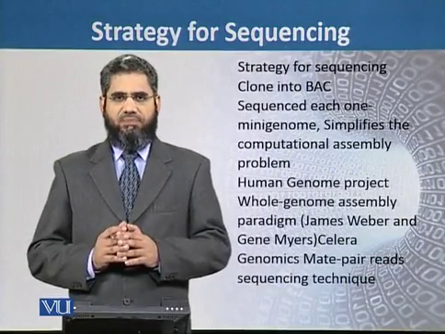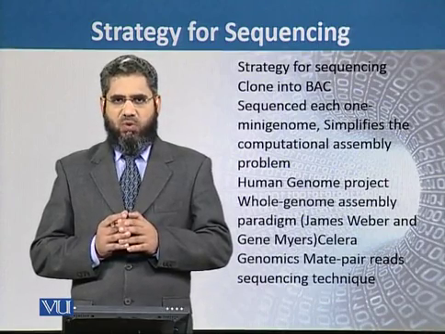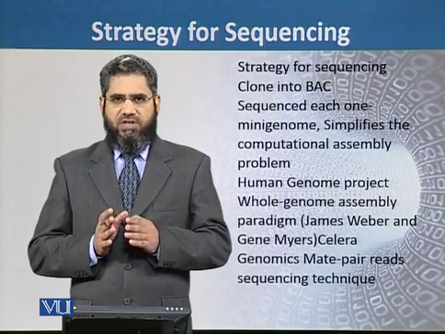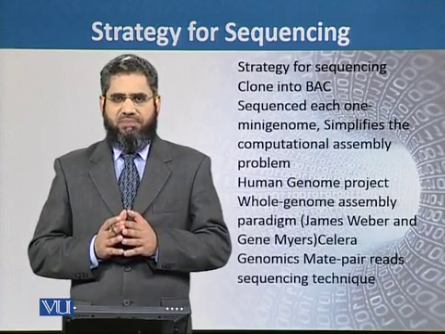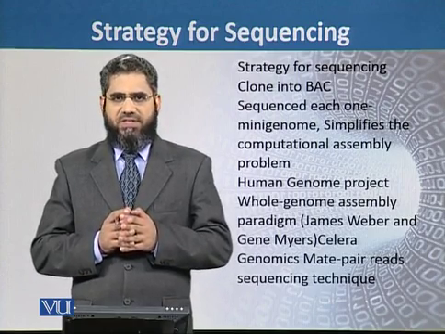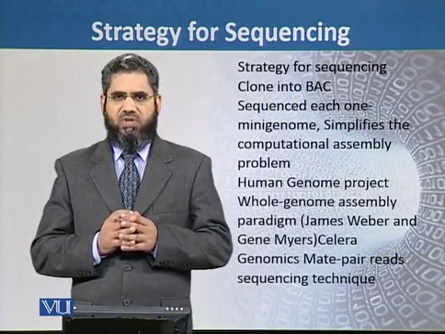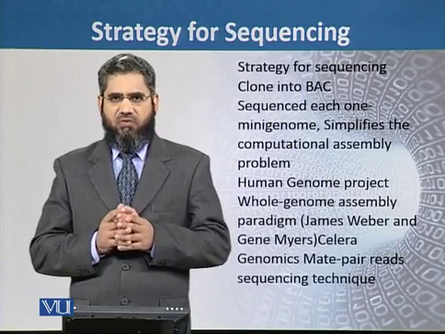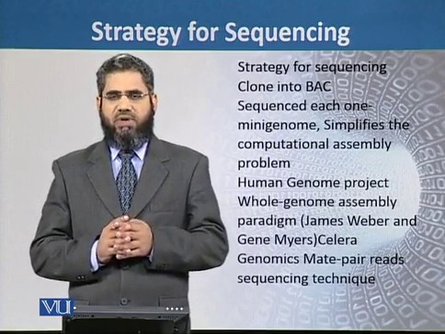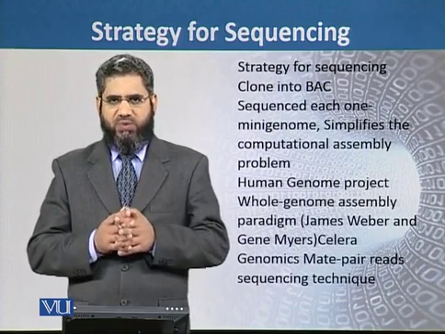Now we know that the sequences that are repeated within the genome cause problems in assembling large genomes. The overall strategy to sequence the genome is to clone large fragments of the genome into a BAC, and BAC stands for bacterial artificial chromosomes. These are specially designed vectors in which a large fragment can be ligated, and the size of the fragment is around 150,000 base pairs.